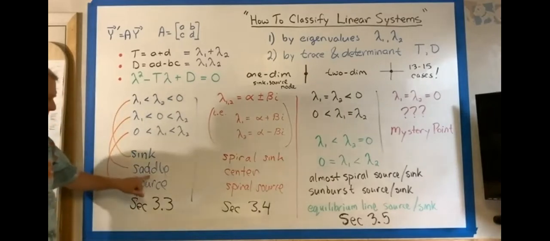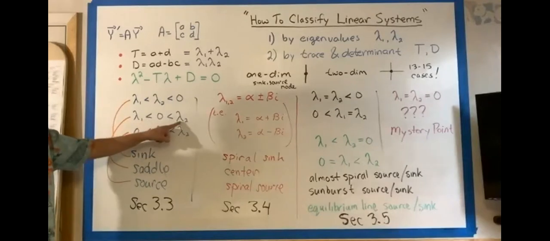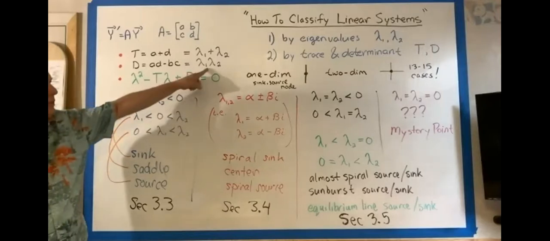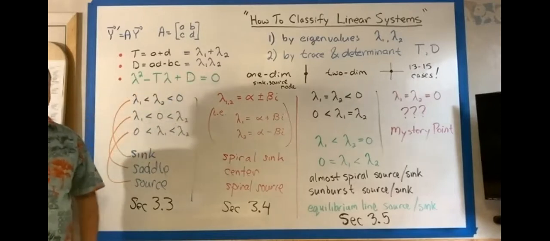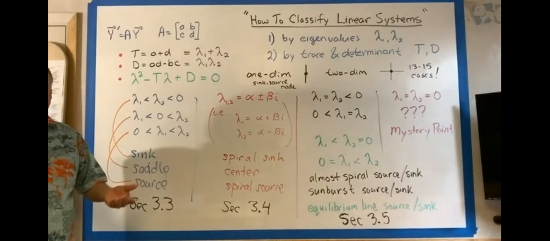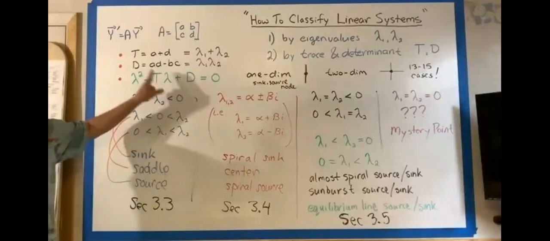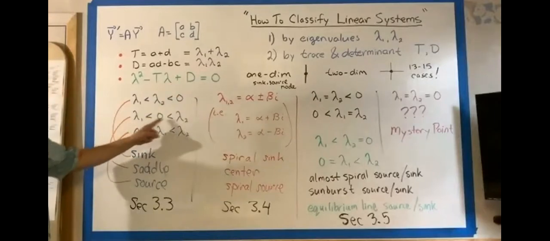But now you can see why saddles are so easy to identify. Because what's a saddle? One negative eigenvalue, one positive eigenvalue. What happens when you multiply a negative number times a positive number? You get a negative number. But what happens when you multiply lambda 1 times lambda 2? You get the determinant. So if you ever see a matrix with a negative determinant, 2 by 2, first order linear system, you just call it a saddle. It's over. You know exactly what it is. If you have a negative determinant, one of these is negative, and you've got a saddle.